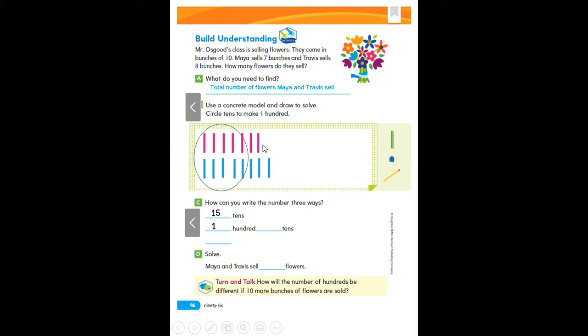And then let's see how many 10s we have left outside our circle. 1, 2, 3, 4, 5. So we have 100, which is our circle, and then we have 5 10s left over. So another way to write that would be 150. Maya and Travis sell 150 flowers. Okay? Now let's turn to page 97. Pause the video if you need more time to get that finished.